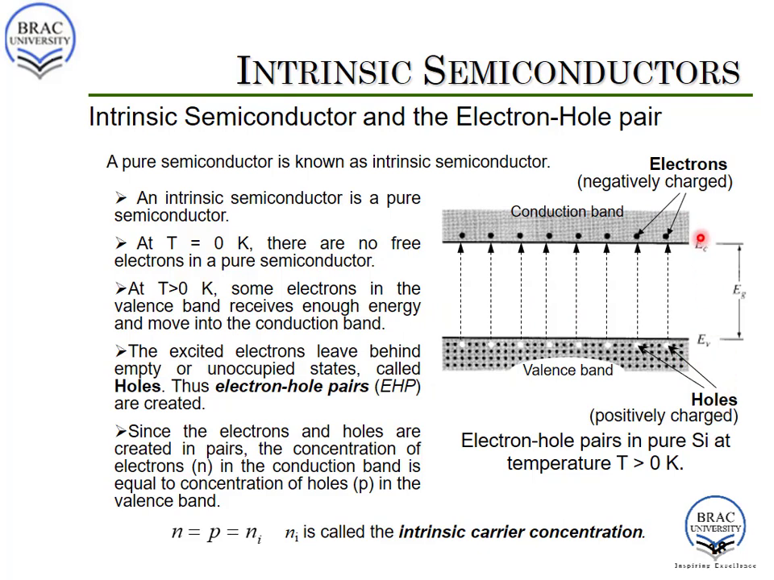Let's say the electron concentration in the conduction band is N and the hole concentration in the valence band is P. N and P are equal, which are also equal to Ni. Ni is denoted as the intrinsic carrier concentration.